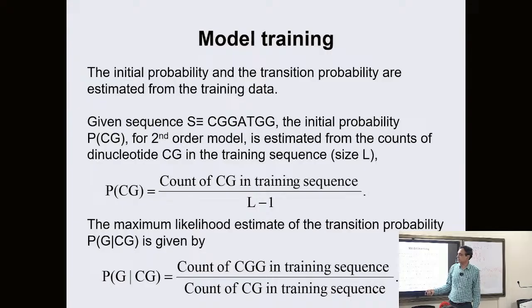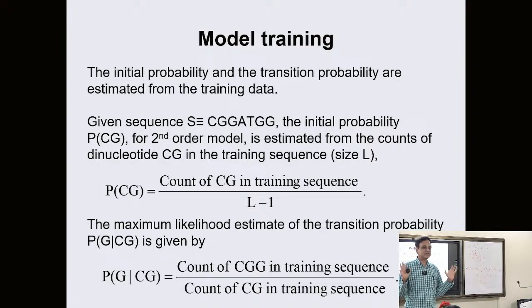So, the denominator is 1. How many CGG are there in the training sequence? 1. So, 1 by 1. So, the probability of G given CG is 1. So, the value of this transition probability is 1. So, this is how machine learning models learn the parameters.